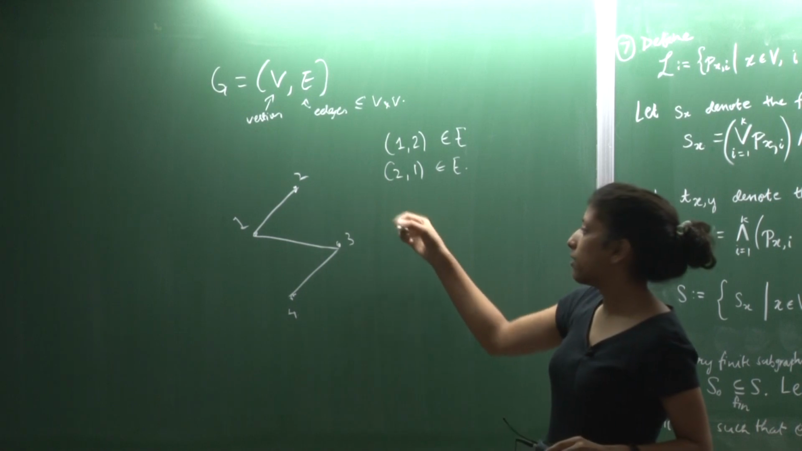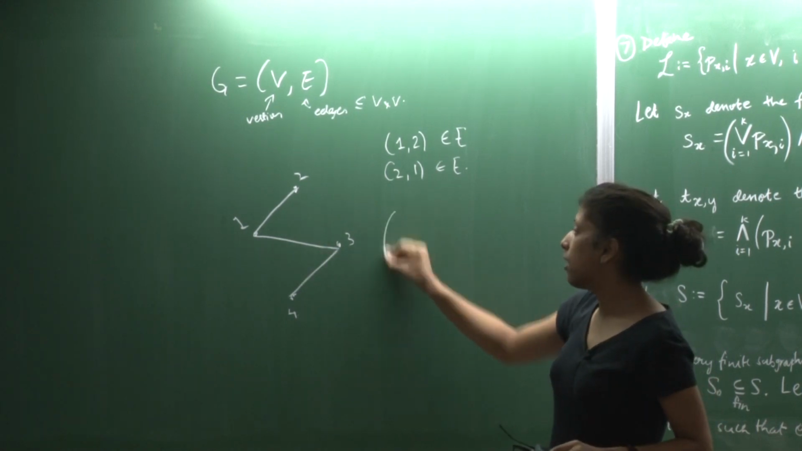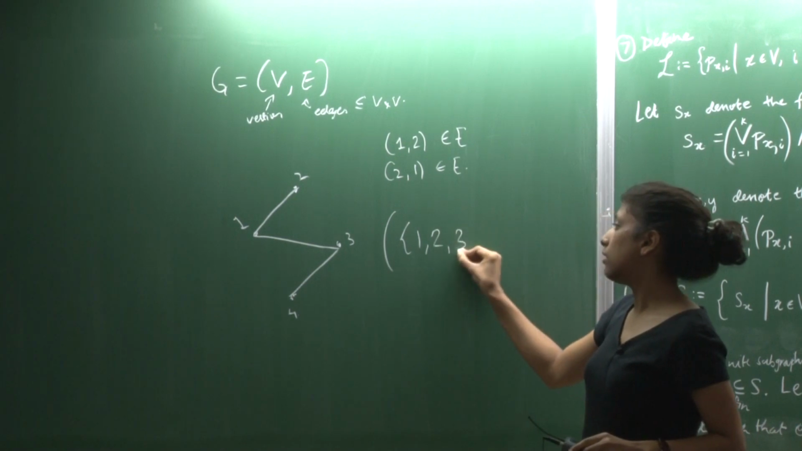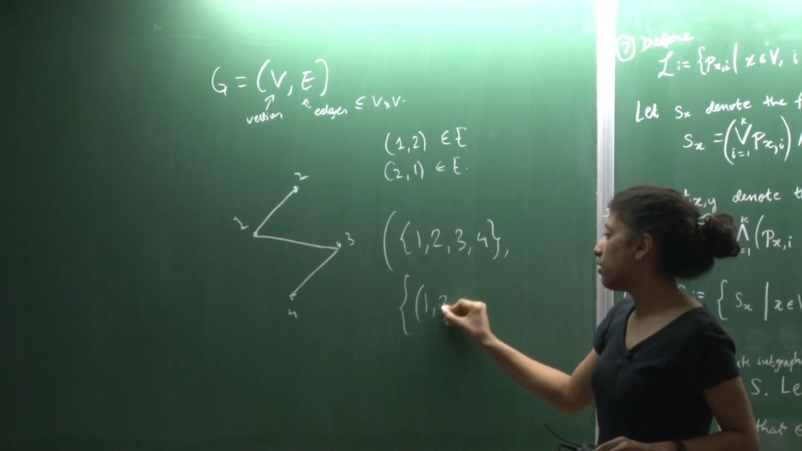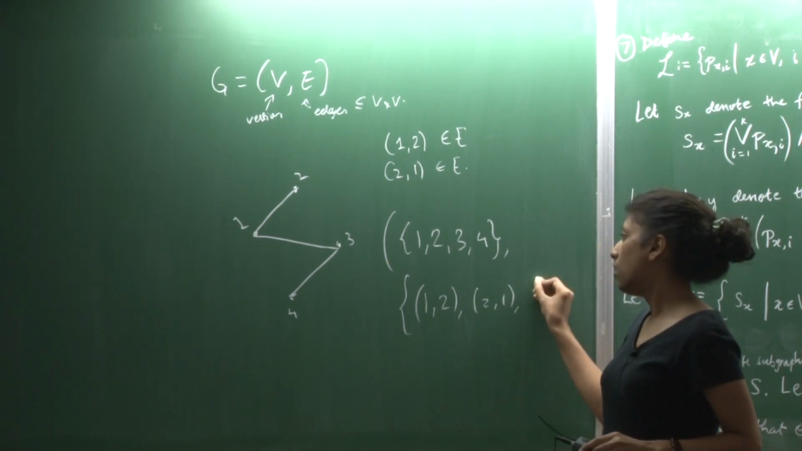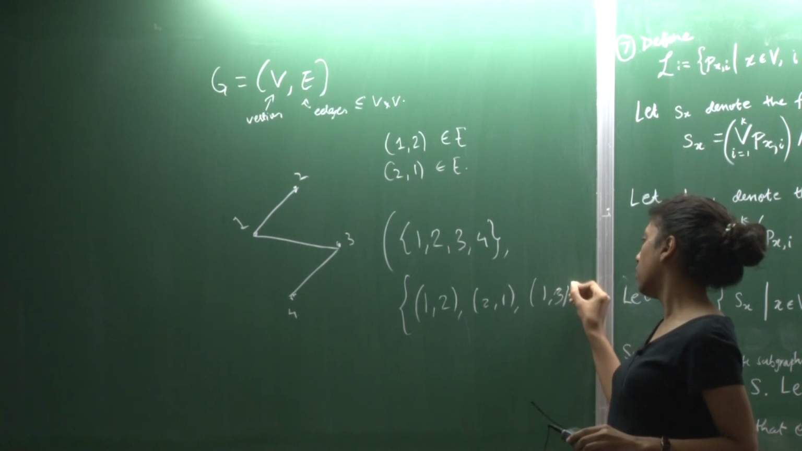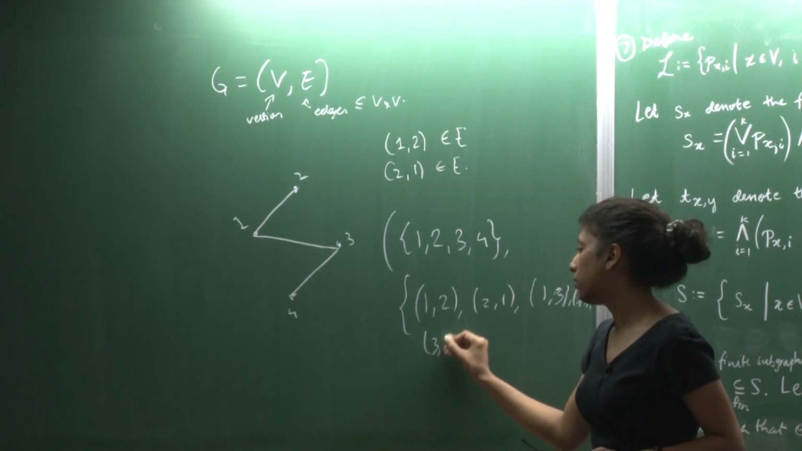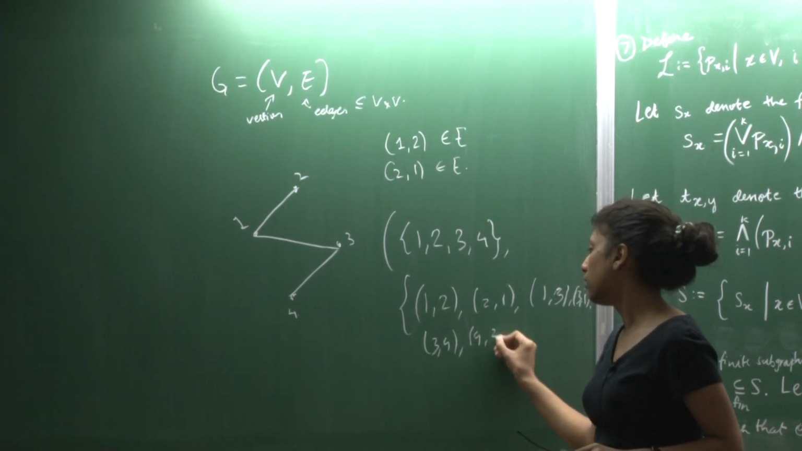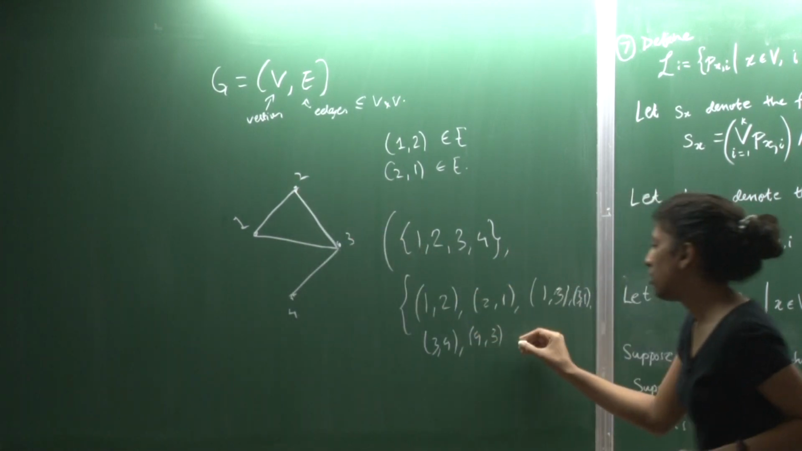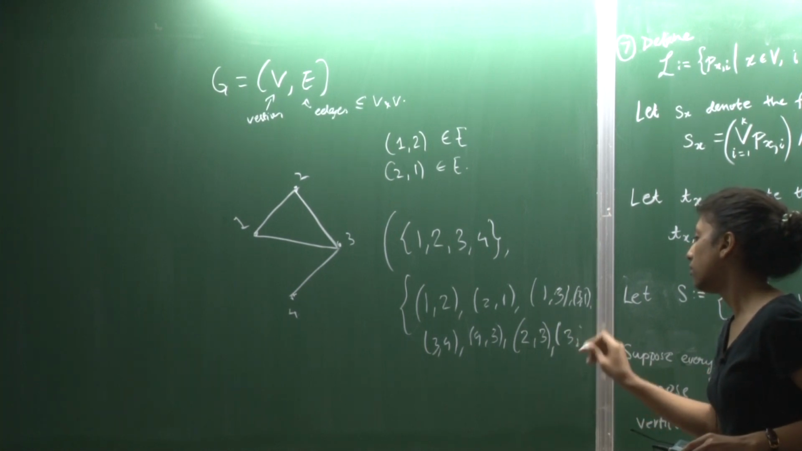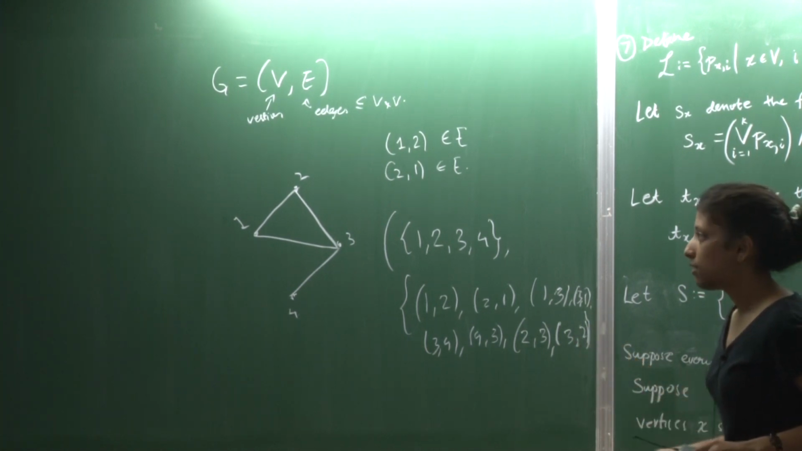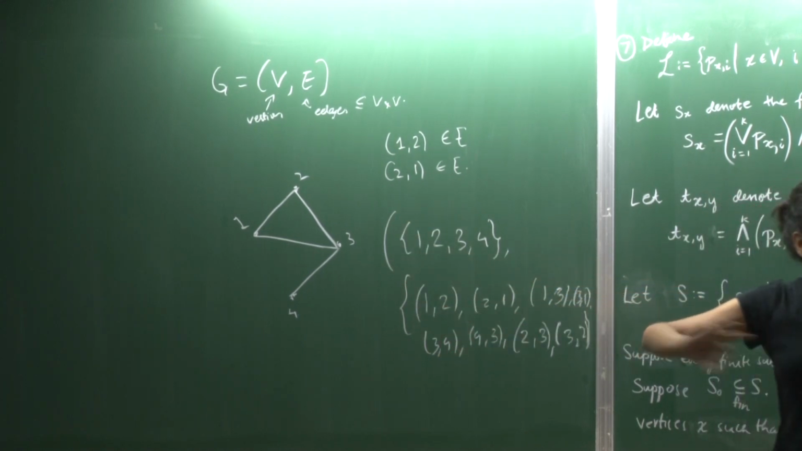So this drawing is going to denote the graph 1, 2, 3, 4. And the set of edges will be 1, 2, 2, 1, 1, 3, 3, 1, and 3, 4, 4, 3. Maybe I'll add one more edge. 2, 3, 3, 2. So things like that. Any questions about this?